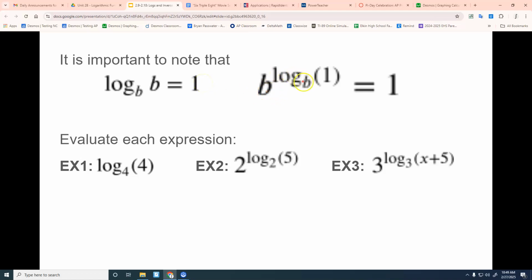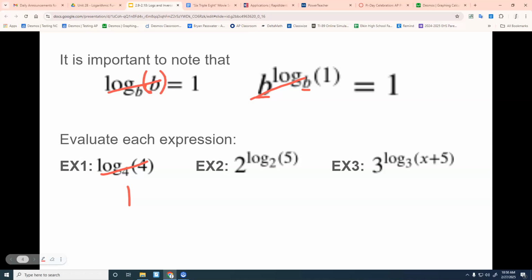It is important to note that log base b of b equals 1, and b to the log base b of 1 equals 1. What this means is that when you take the log of something that has that same base, they cancel out and equal 1. If you have a base raised to a power that's a log that has that same base, they cancel out. So if I have log base 4 of 4, it's going to cancel out, and I'm just going to get 1 for that.